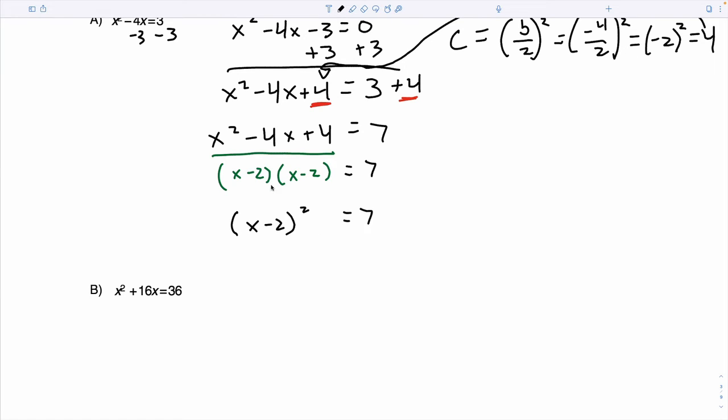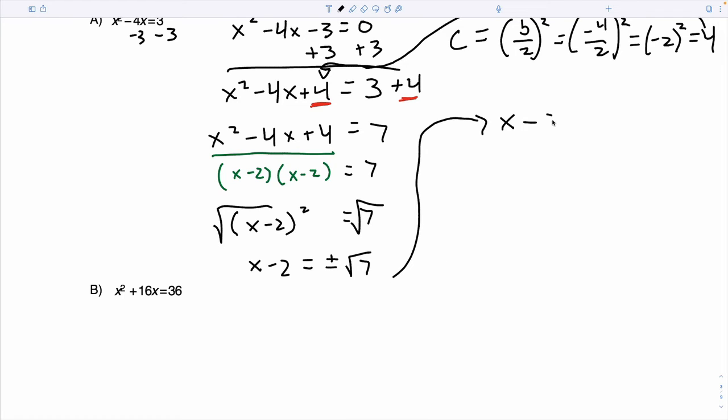Does this look like a problem from yesterday or Tuesday? Could I take the square root of this thing? That was your whole goal. Go ahead and take the square root of both sides. X minus 2 equals plus or minus root 7. Final step, get x by itself by adding 2 to both sides.